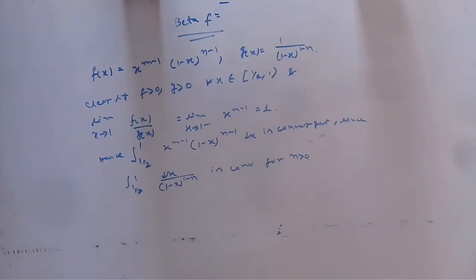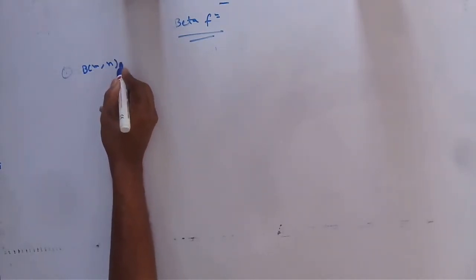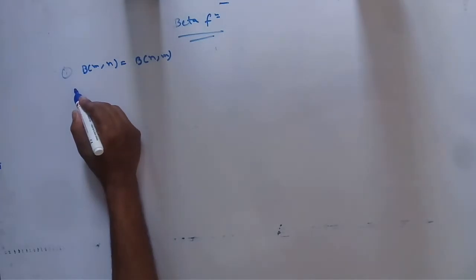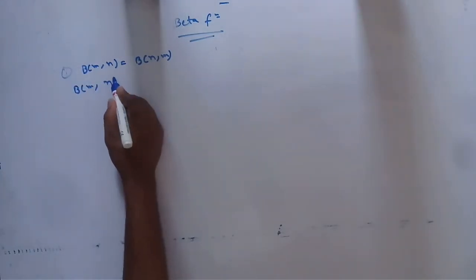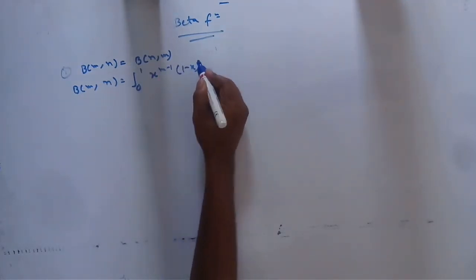So now I will discuss some important properties of the beta function. First property, number 1: beta(m, n) equals beta(n, m). So beta(m, n), by the definition of the beta function, we know that it is integration 0 to 1 x to the power m minus 1 into (1 minus x) whole to the power n minus 1 dx.